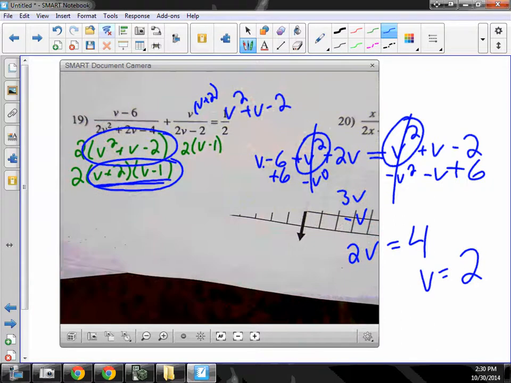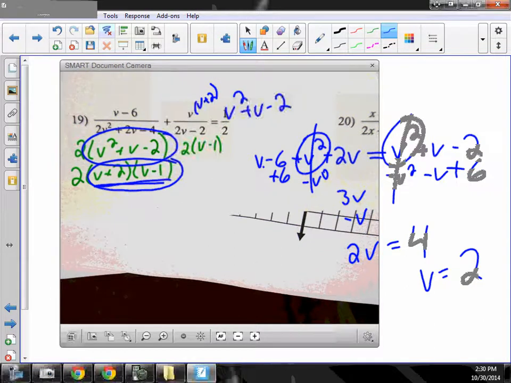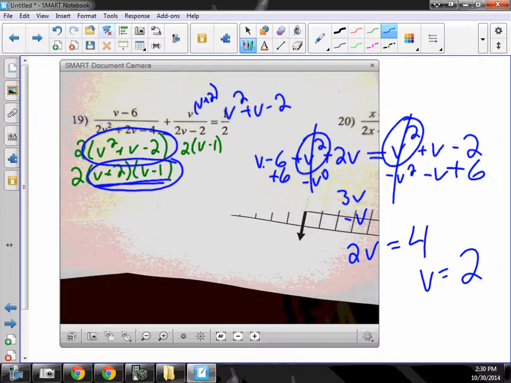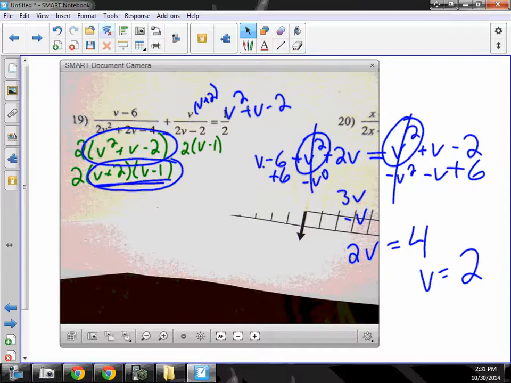Then we have to go back and check. Is 2 allowed? Yes. What two numbers are not allowed? 1 and negative 2. Nope, 0 is allowed in this case. Okay, any questions? Not yet. Good answer.